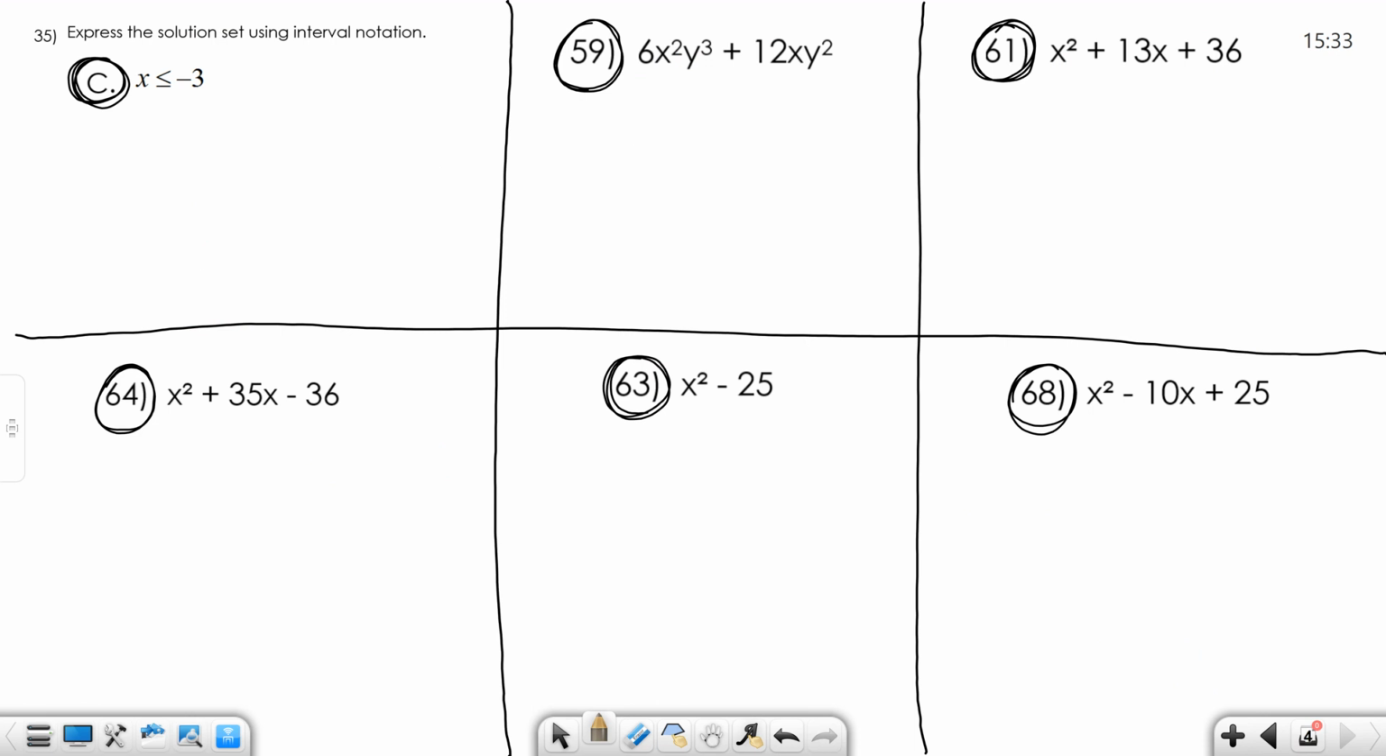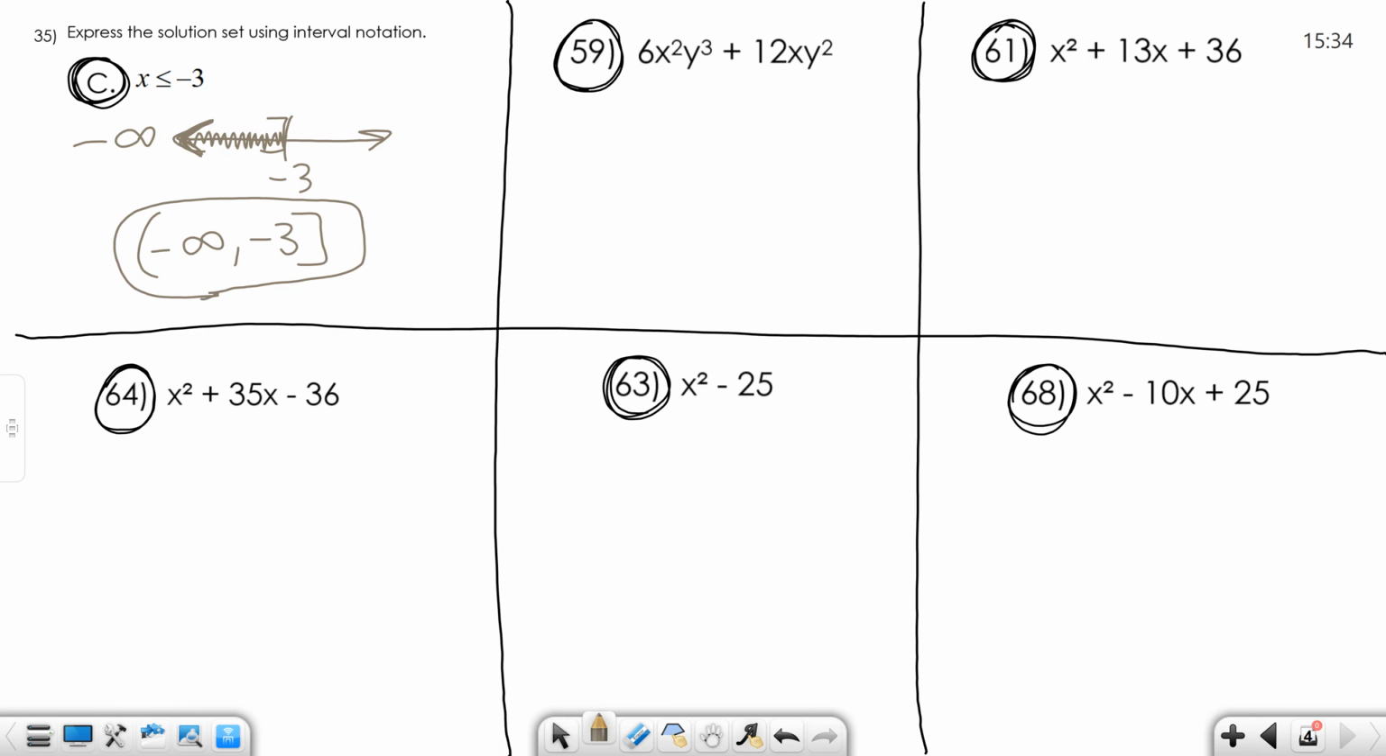Extra practice. Here it is, first one here. So x is less than or equal to negative 3. On my number line, I have negative 3. Which way is less than? To the left. I should have given you one with greater than on here somewhere. Negative infinity gets a parenthesis, and negative 3 gets a bracket because of the equal to. So this is negative infinity, comma, negative 3. Negative infinity has a parenthesis every time.